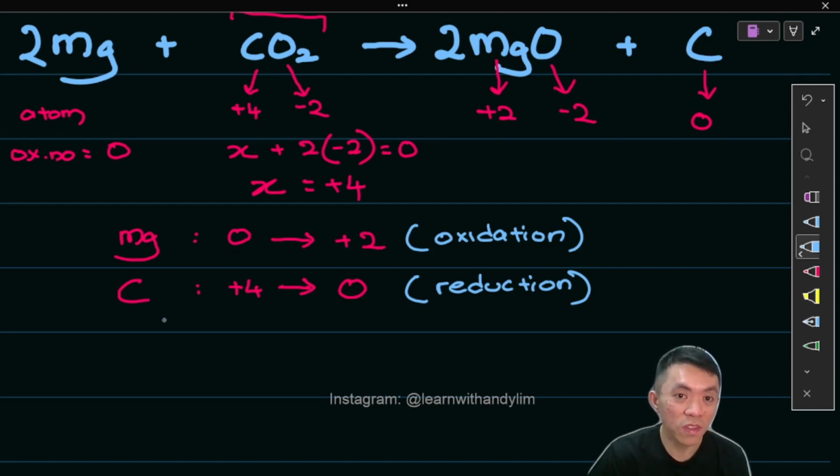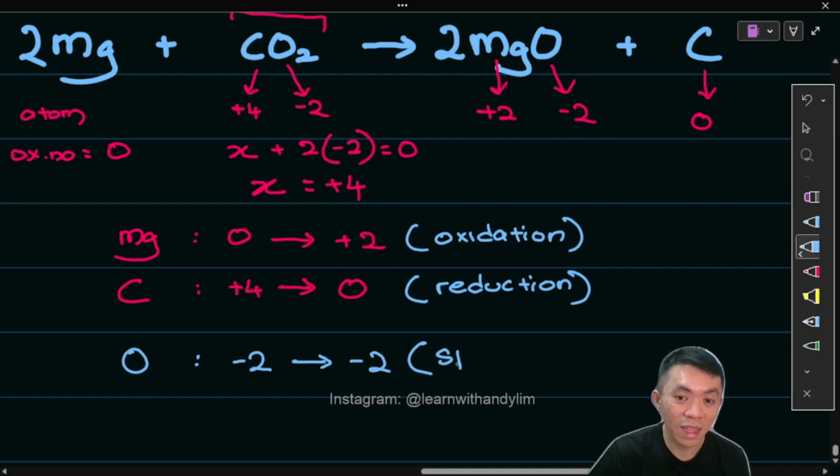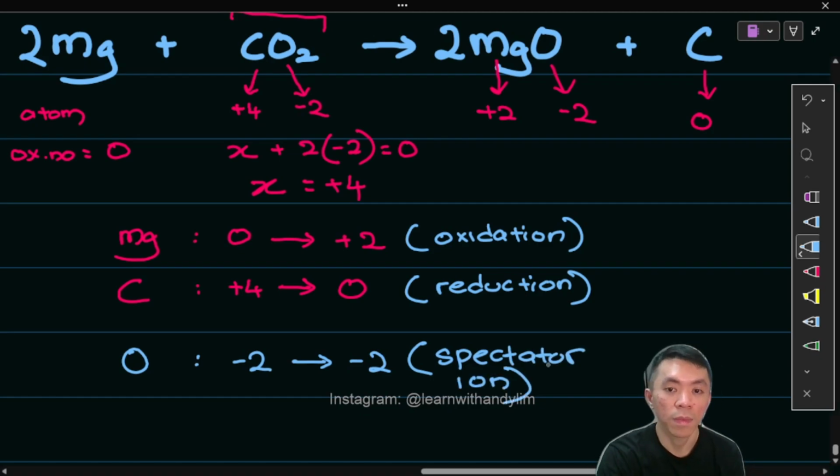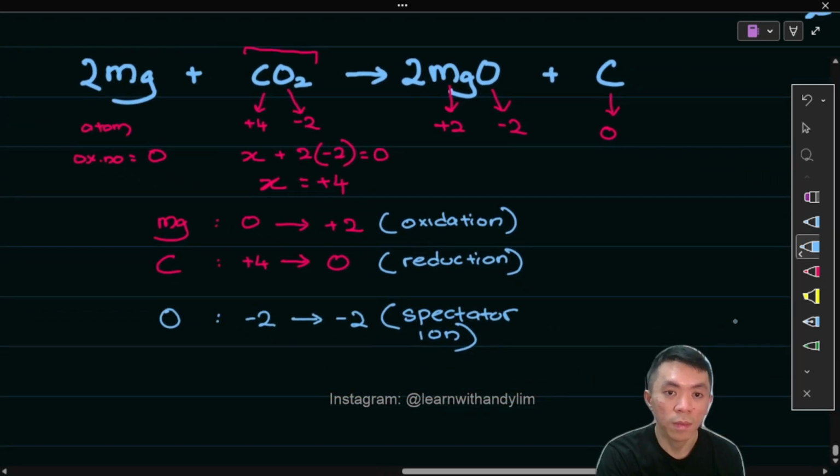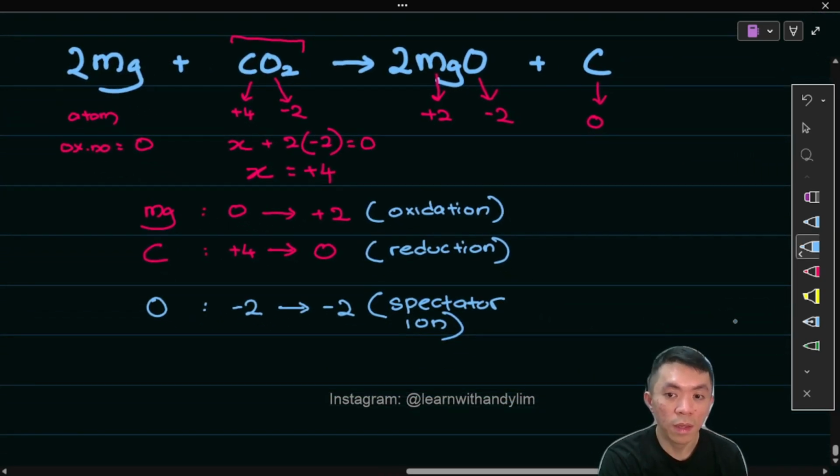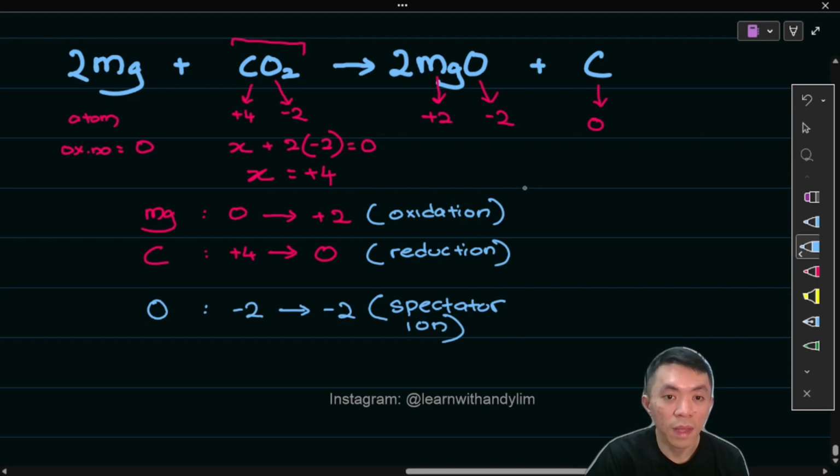Let's look at oxygen. For oxygen, if you see the oxidation number, it remains from -2 to -2. So nothing happened to my oxygen. This is a spectator ion. Let me stop here for now. We will continue later on.